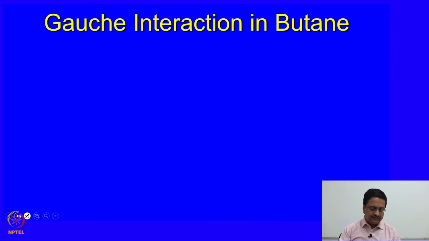So in the last class, we were talking about the conformations of n-butane, and you may recall that we had drawn four different conformers of n-butane, which were fully eclipsed, gauche, partially eclipsed, and anti-conformation. So let us try to now understand the various interactions present in those different conformers.